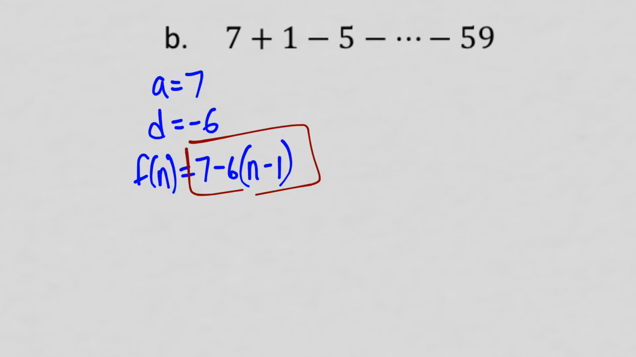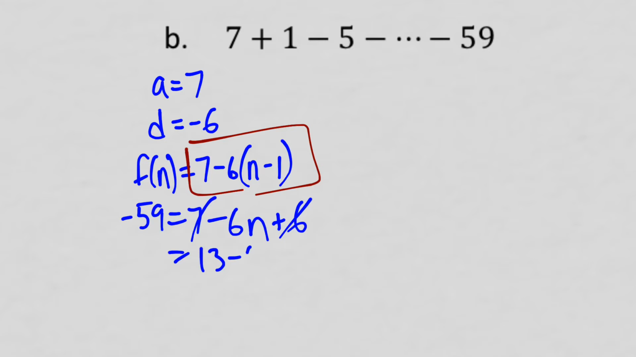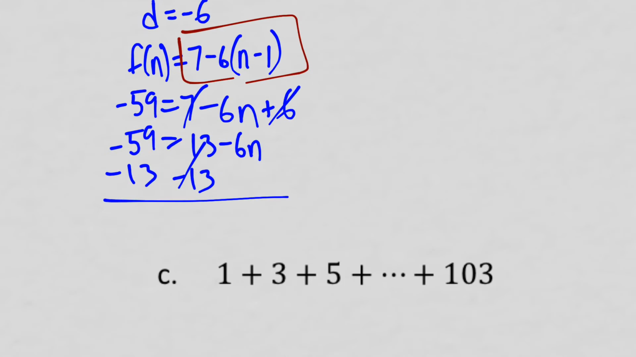Now what I need to figure out is n, how many terms there are. So I'm going to use negative 59 right there. Negative 59 equals 7 minus 6. I'm going to distribute the negative 6n, so negative 6n. Negative 6 times negative 1 is positive 6. 7 and 6 make 13, so 13 minus 6n equals negative 59. I'm going to subtract 13 here, and I'm going to get negative 72 equals negative 6n. Finally, divide by negative 6, and I got n to be 12. Again, I must like that number.